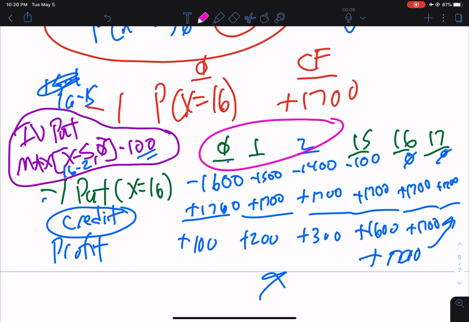That's all I have for this video. In my next video, we'll look at the minimum values for calls and puts in equilibrium. Today we looked at the maximum values.